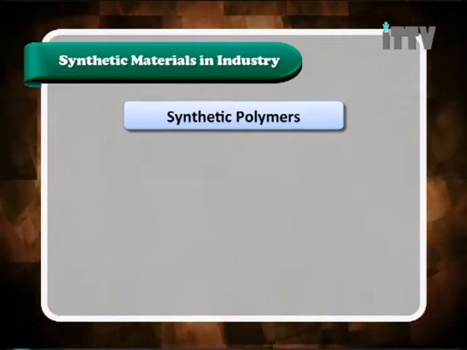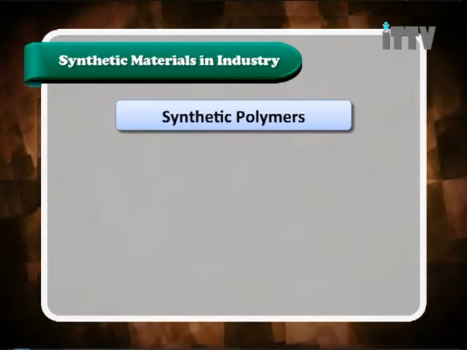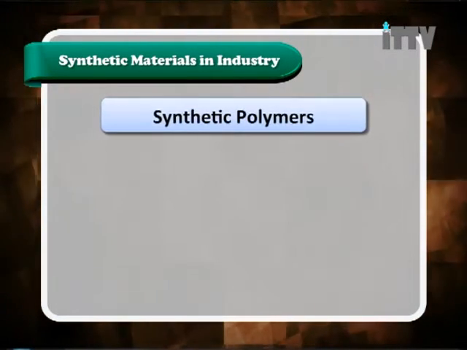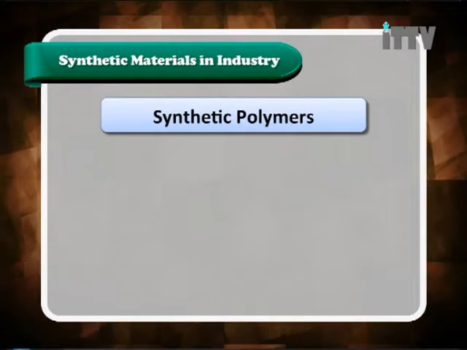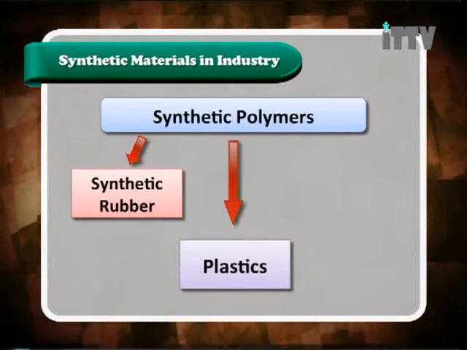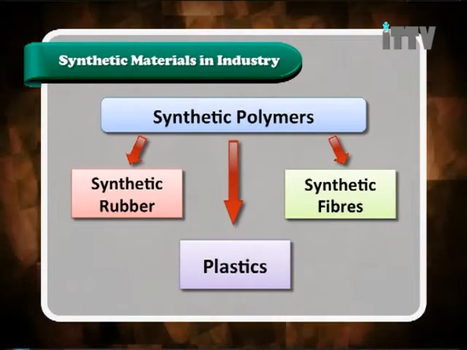Synthetic polymers are man-made polymers. They do not exist naturally. In today's lesson, we are going to learn different types of synthetic polymer. Let's look at the different examples of synthetic polymer. Synthetic polymers are polymers that are industrially made from chemical substances derived from petroleum. Synthetic polymers can be classified into three groups: synthetic rubber, plastics, and synthetic fiber.